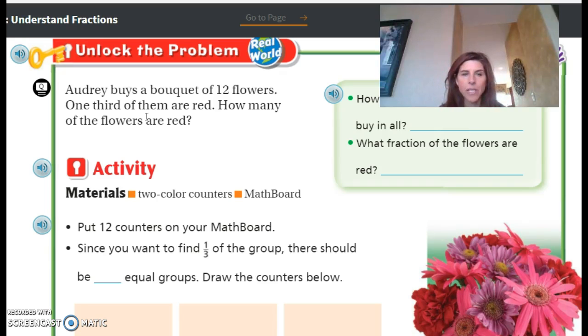We are going to find out how to find this. 1/3 of 12. So we're going to find a fraction of a whole number, basically. How many of the flowers are red is what they're asking. Well, 1/3 of them are red. We're going to see what number that really means.